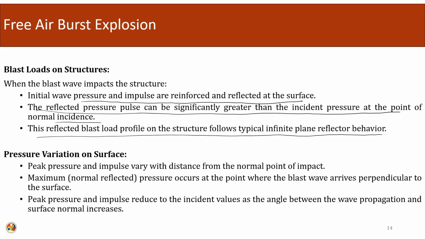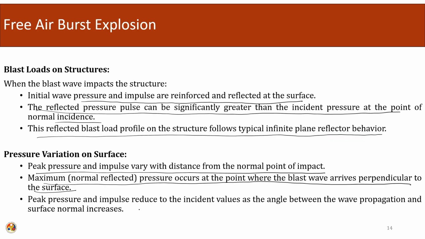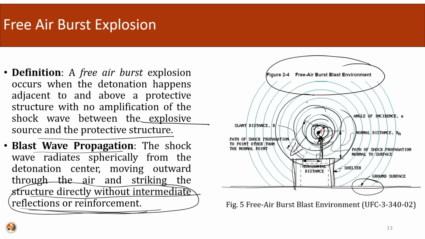So, pressure variation on surface: peak pressure and impulse vary with distance from the normal point of impact. The maximum normal reflected pressure occurs at the point where the blast wave arrives perpendicular to the surface. So, here we can see the blast wave propagation has no reflections. The wave pressures are reinforced and reflected at the surface.